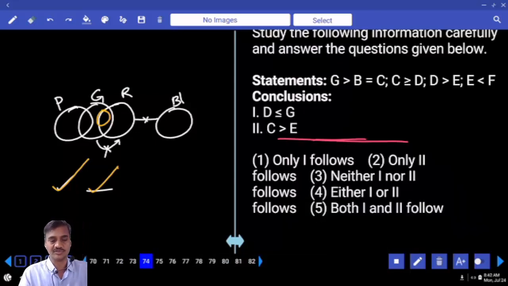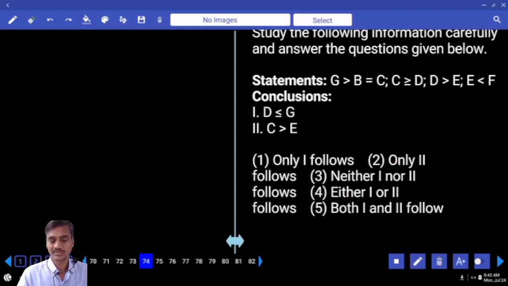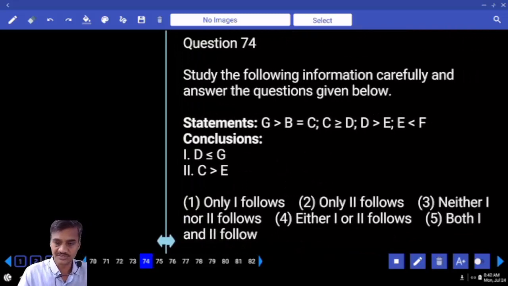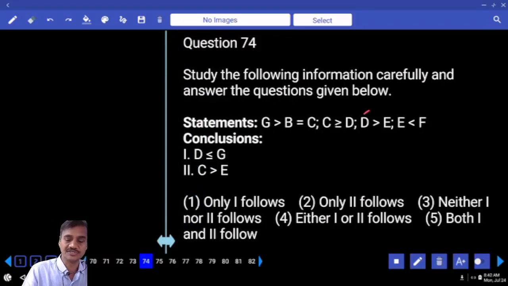The next one, 74 onwards. In question number 74 to 76, there are three questions given under this one, on inequality. Now in this inequality, the relation between D and G. D is here, E is here, and G is here. Which element is common here? C is common. C greater than or equal to D, and G greater than C. So G greater than C greater than or equal to D.